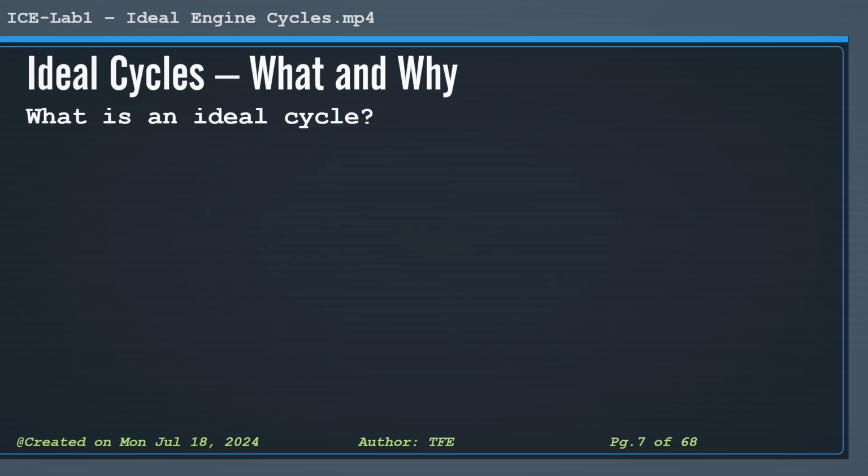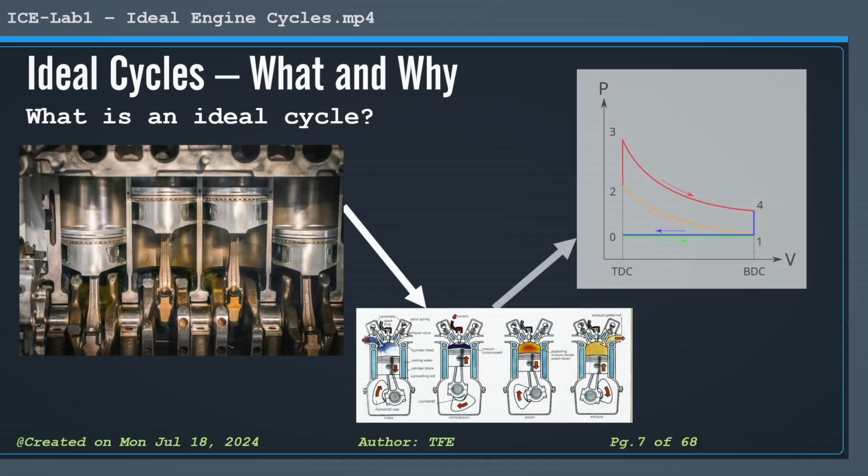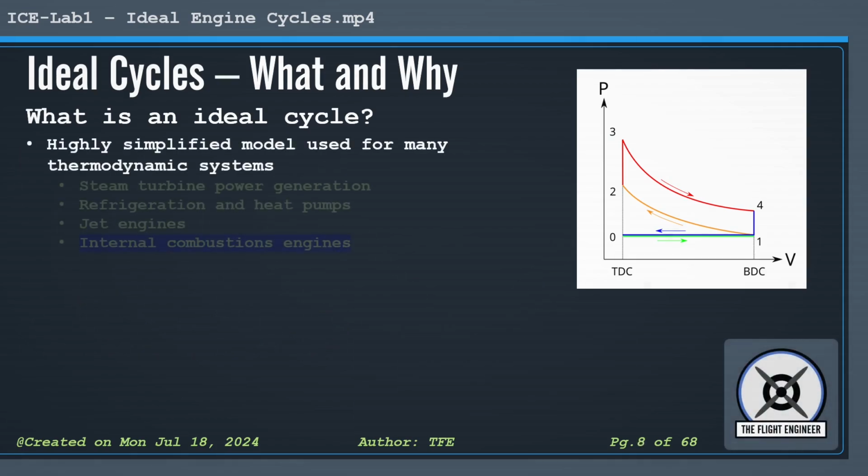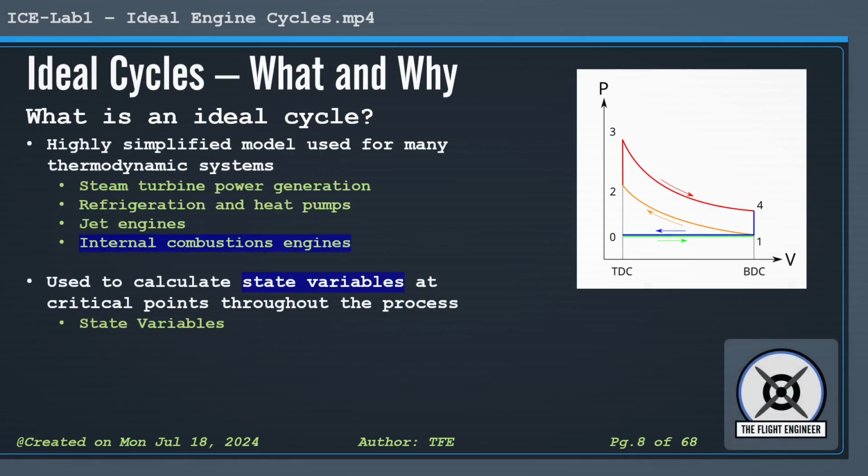Specific to our application here, we can use ideal cycles to analyze what happens in the combustion chamber of a running engine. More specifically, we can calculate the state variables like temperature, pressure, and volume for a working fluid throughout the 4-stroke cycle.